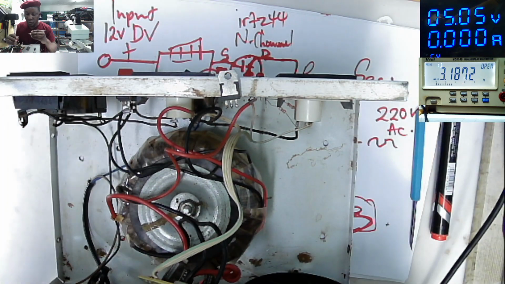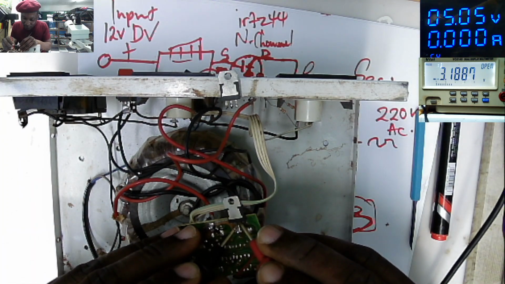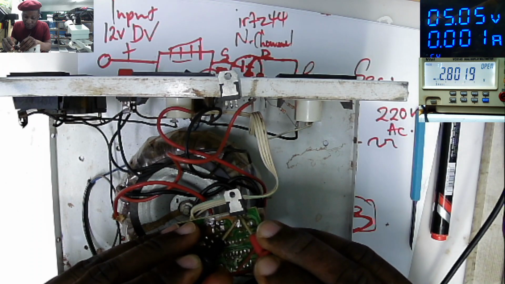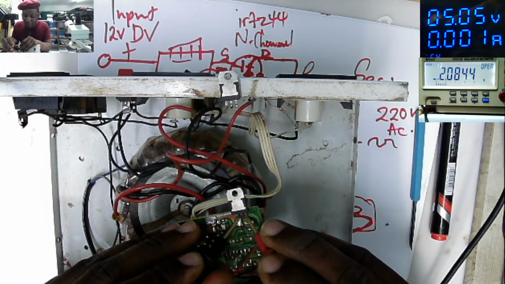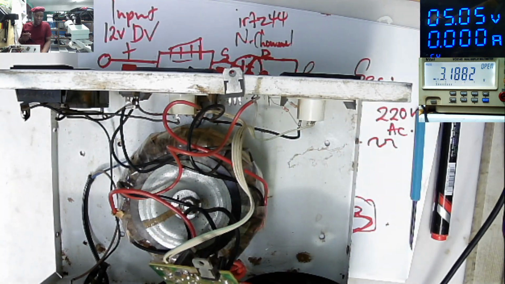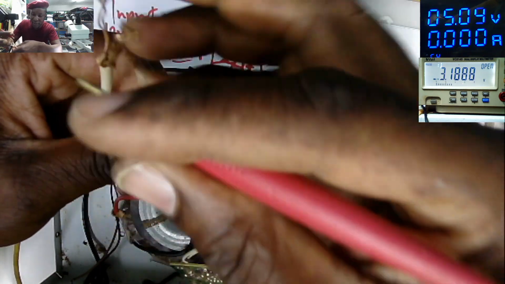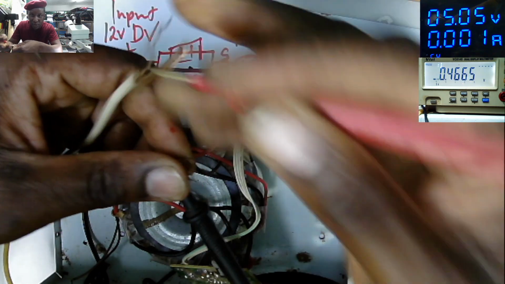So this MOSFET is shorted. Let's go back to the second MOSFET and check again. You see now? It's not shorted. There's no more short anymore. And if I check on these wires, plus and minus, it's not like 0 0 before.